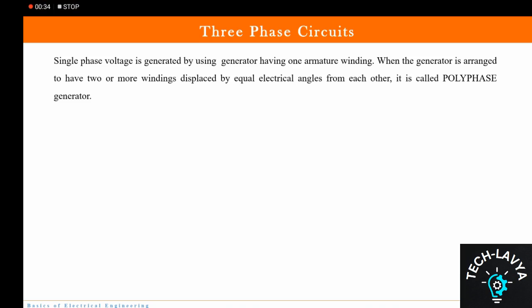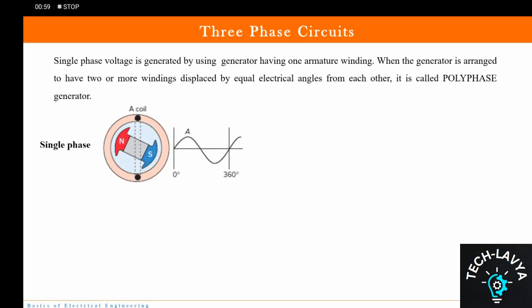We have actually discussed single phase voltage till now, but we did not mention single phase there because whenever you say AC signal, it is assumed to be a single phase signal. So we don't specify it. Okay. So single phase voltage is generated by using one armature winding. What does that mean?